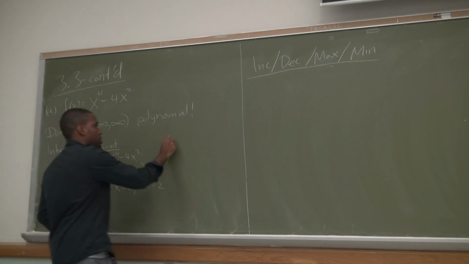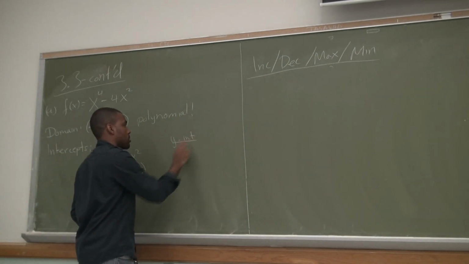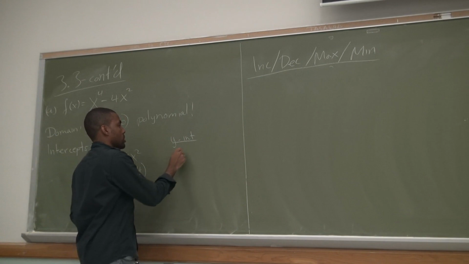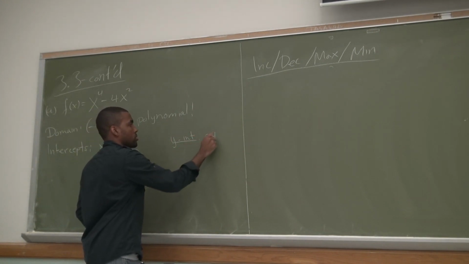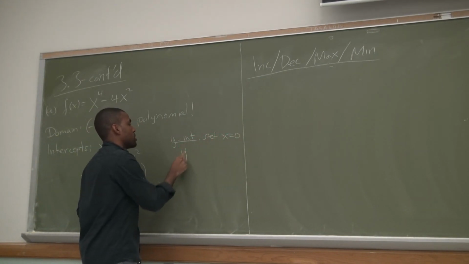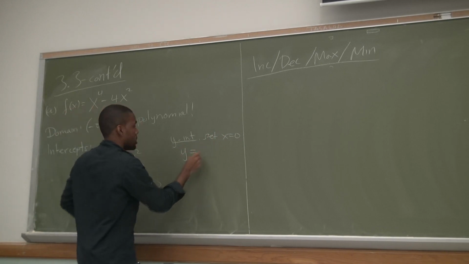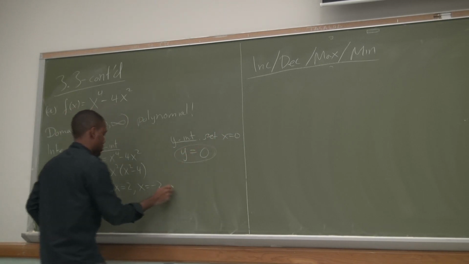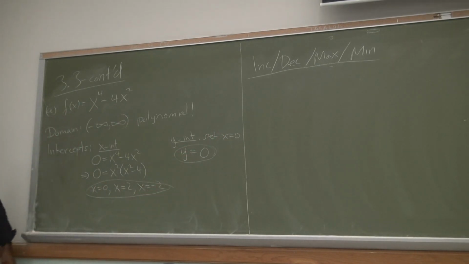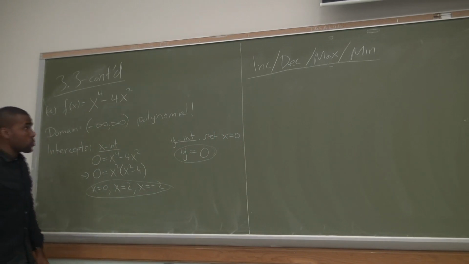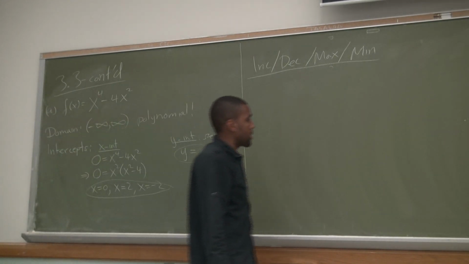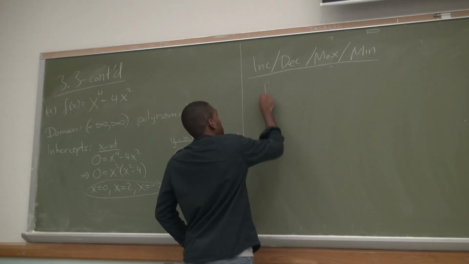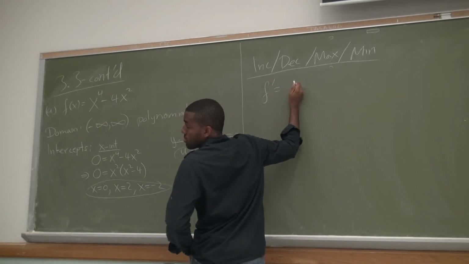What about y-intercepts? Set x equals 0. So the y will just be, you plug in 0 here, you get 0. Okay, so those are intercepts. How do I figure out where we're increasing and decreasing? First derivative. F prime is equal to 4x cubed.